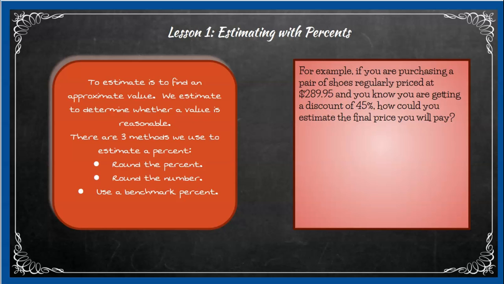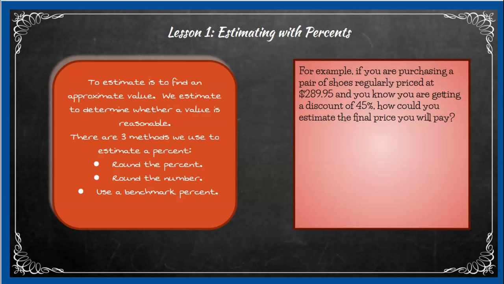We want to determine whether we have enough money to pay for something, things like that. So look at this example here. We're going to estimate how much we would pay for this pair of shoes. There are several methods that we can use. We can use one of these methods, or we can use two of them at the same time, in other words.